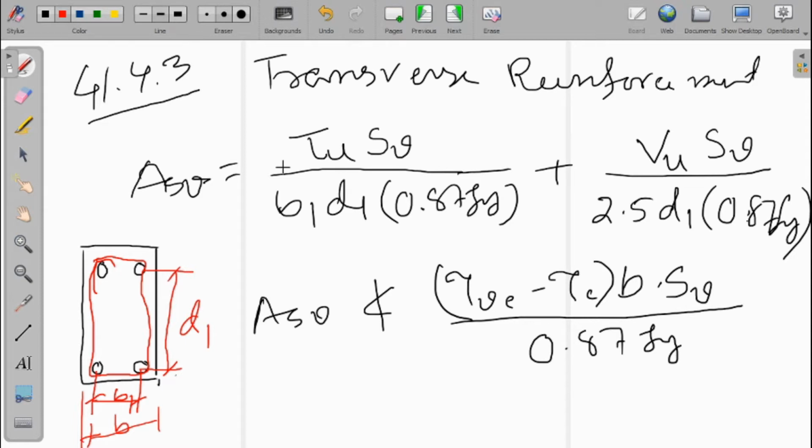Okay, if it is within the limit then we can say our design is safe. If it is beyond the limit, then we have to redesign it. Here redesign means we have to change the diameter of the bar. Okay, so this is how we can do the design of reinforcement for torsion.